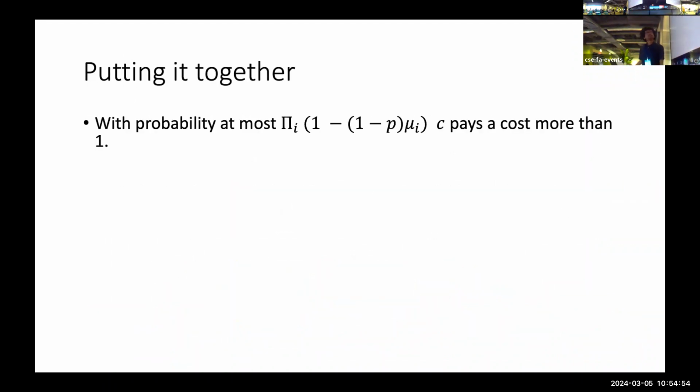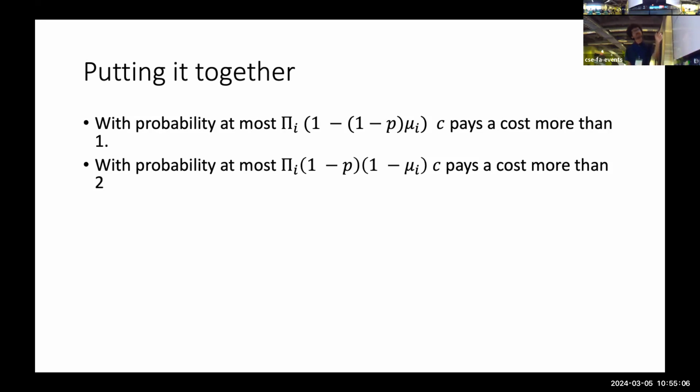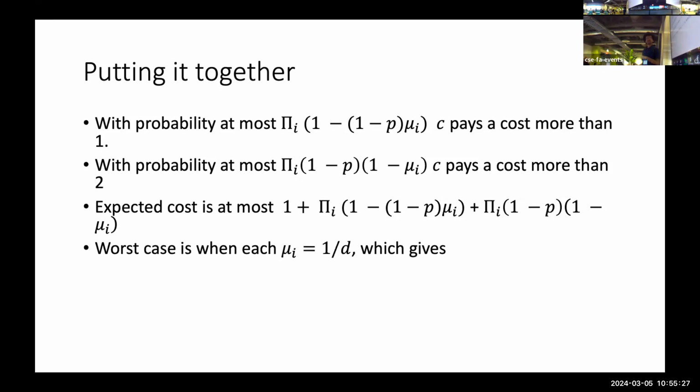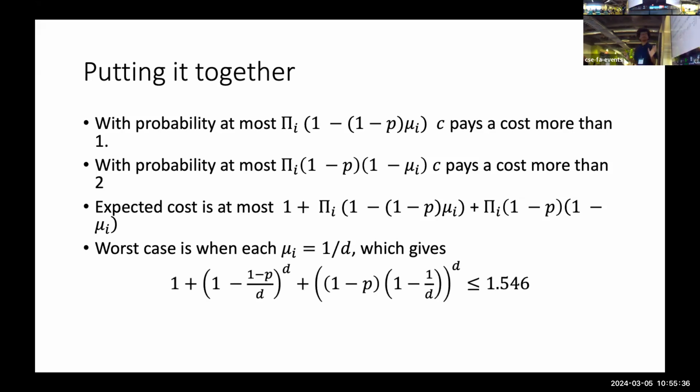Okay, so let's put it together. With probability at most this, the product over all i of 1 minus P times mu i, you pay a cost more than 1, so you pay at least 2. And with probability at most this, you pay a cost more than 2, which is you pay 3. So what is the expected cost bounded by? 1 is your baseline cost. This is the probability with which you pay something more than 1, and this is the probability with which you pay more than 2. So it should just be the sum of these three terms. And it turns out that the worst case is actually when the flows are all regular. So each flow is the same, the mu i's are all 1 over d, and that gives you this expression.